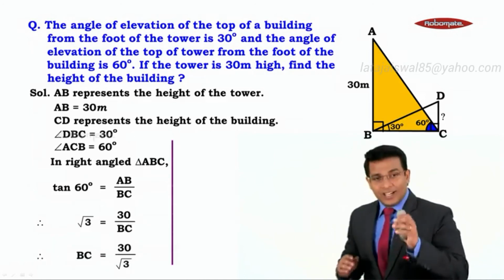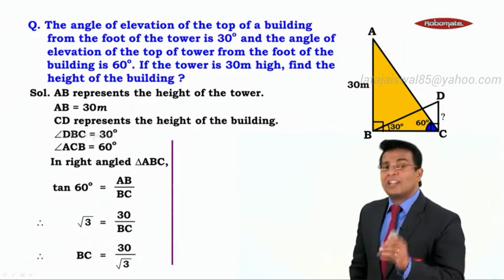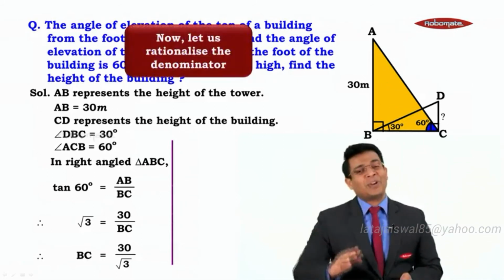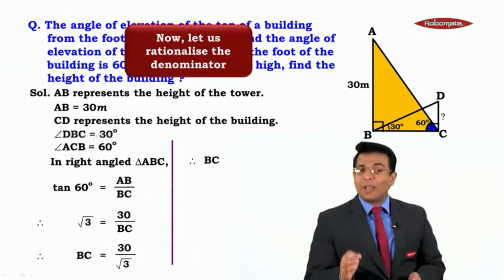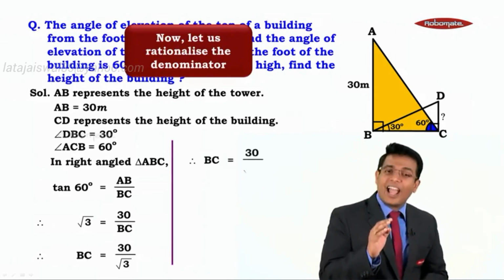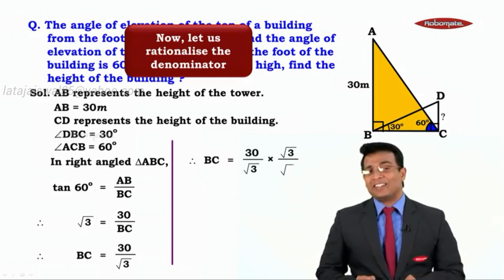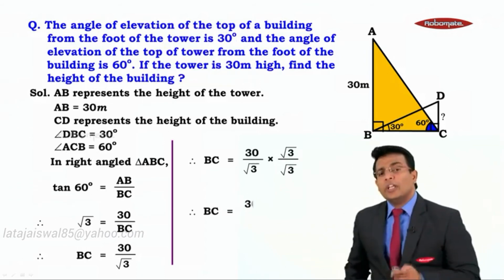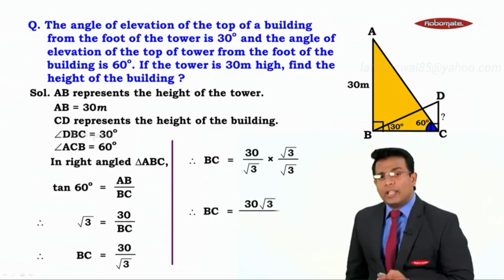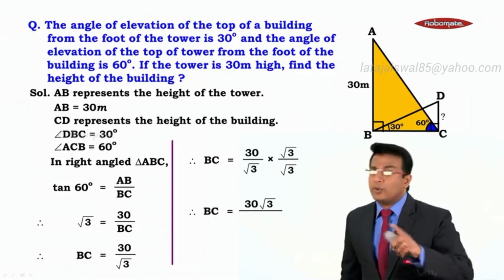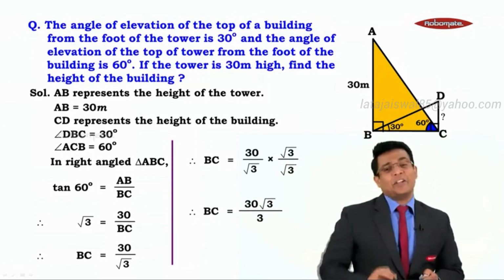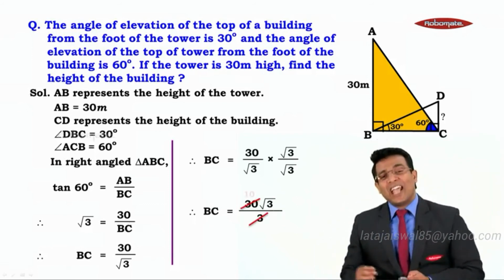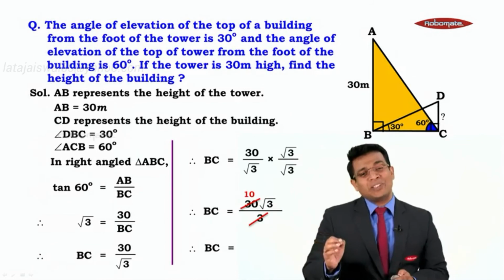You know what students, here in this fraction in the denominator we have an irrational number. So we need to rationalize it. So let's rationalize it by multiplying root 3 in the numerator and root 3 in the denominator. This is what we do. Now isn't that very easy further? Yes. So we solve it further. In the numerator now we'll have 30 root 3 and in the denominator we have root 3 into root 3 which gives you 3. So now can we reduce it further? Yes. So we do the cancellation and we get BC is equal to 10 root 3.